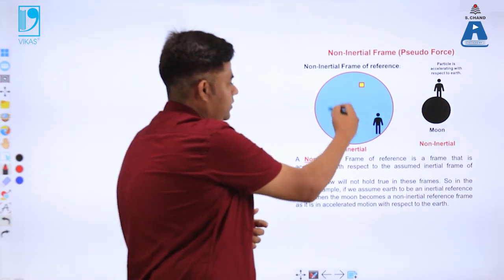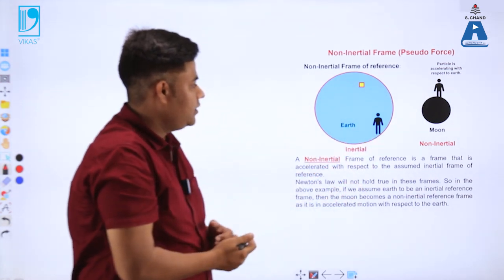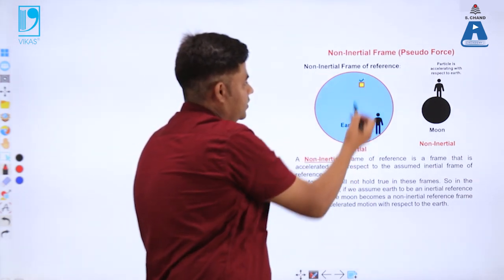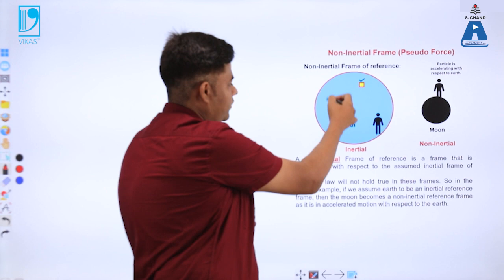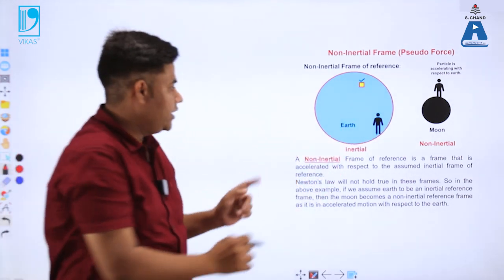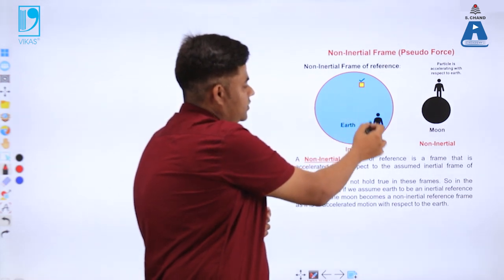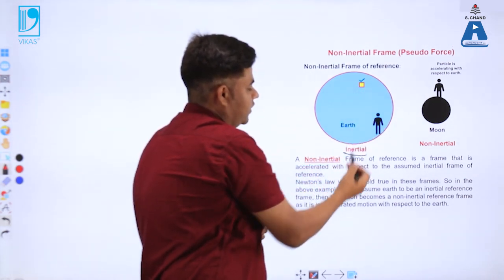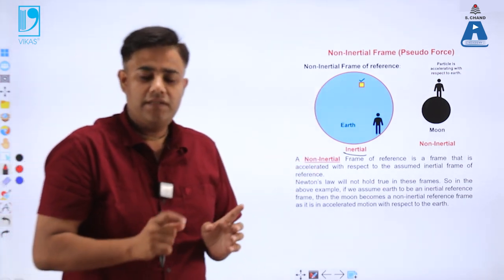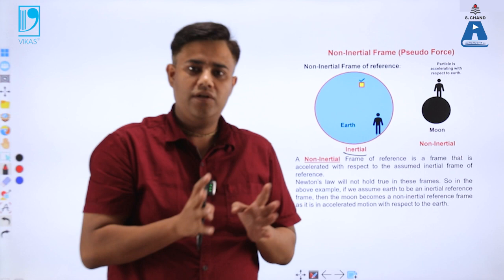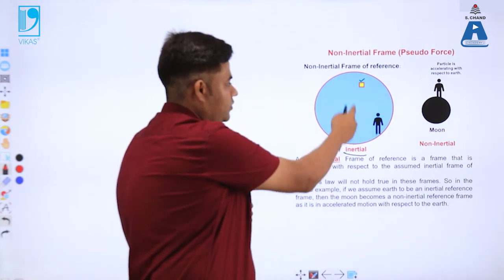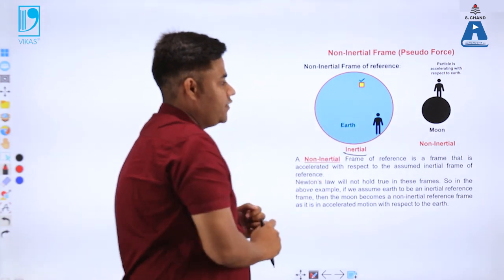Let's say this is Earth and a person is standing at a particular location and watching this particle. This particle is moving with a constant velocity. If the particle is moving with a constant velocity, then with respect to this man, this frame of reference would be an inertial frame of reference. In a similar fashion, the acceleration of that particle is 0. Now, if the acceleration of the particle is 0, then we term it an inertial frame of reference.